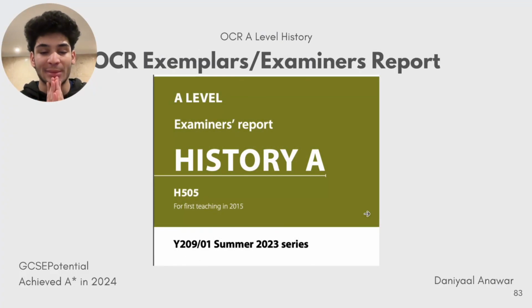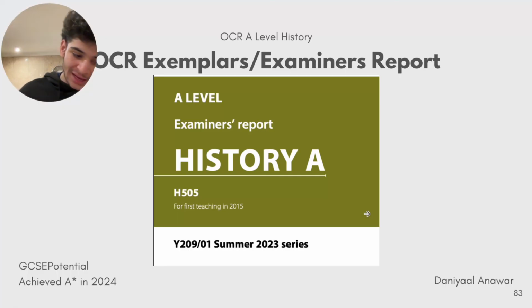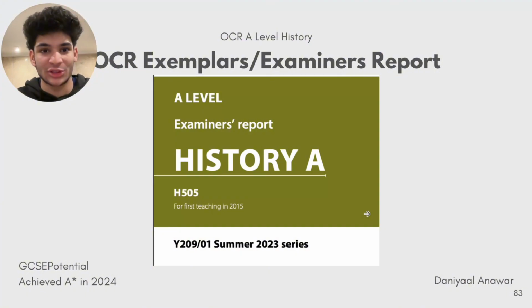OCR exemplars and examiners' reports, pretty much what they say on the tin. So example answers which did really well, what the examiner said, learn from them. I would give you my answers, but unfortunately I can't because it was in 2024 and they used them for mocks the next year. So if you're doing A-level in 2026, and I still haven't uploaded them, email me and I will put them onto this YouTube video, in the description or whatever, because then I'm able to do it.